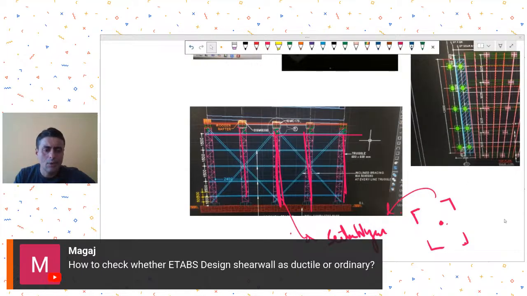Mr. Magaj is asking how to check whether ETABS designs a shear wall as ductile or ordinary. Usually, ETABS will design the shear wall as per the requirements of IS 13920, and surprisingly, ETABS still uses the 1993 version. Most of the time, even if you have applied, let's say, gravity loads only, it will still do the design as per IS 13920 1993. So the design aspect is still being done using the older version of 13920.